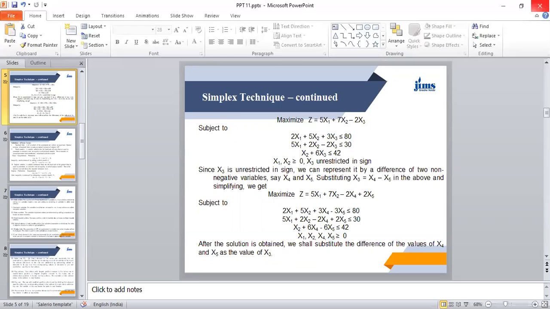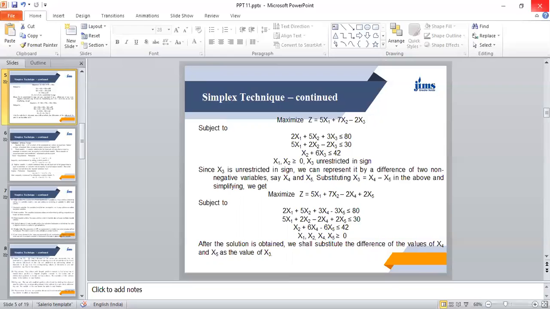So our objective function z will now be modified as: maximize z = 5x1 + 7x2 - 2x4 + 2x5, because -2x3 is replaced, as x3 is replaced by x4 - x5, so you have -2x4 + 2x5. And subject to the condition that 2x1 + 5x2 plus, again here you replace x3 with x4 - x5, it will be 3x4 - 3x5 is less than or equal to 80.